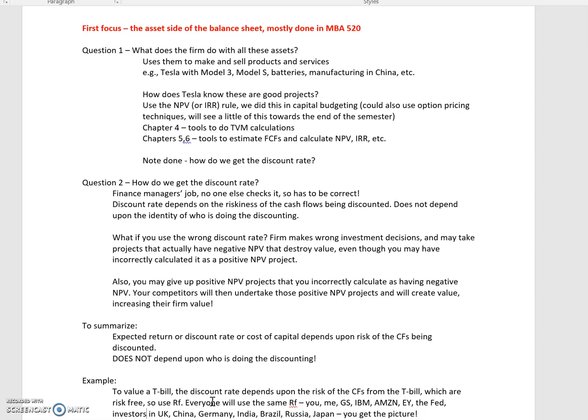And Amazon will do the same thing, Ernst & Young will do the same thing, the US Federal Reserve will do the same thing, investors in the UK, China, Germany, India, Japan, wherever in the world, right? All of them will value the US government T-bills using the same risk-free rate. So the discount rate only depends upon the risk of this T-bill, does not depend upon the identity of who is doing the discounting. Okay?